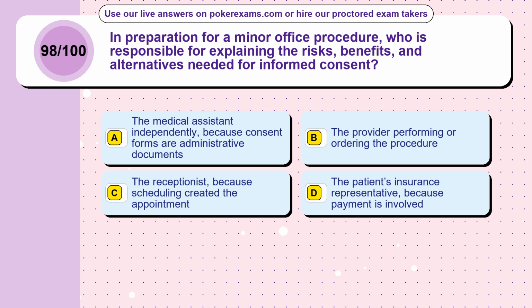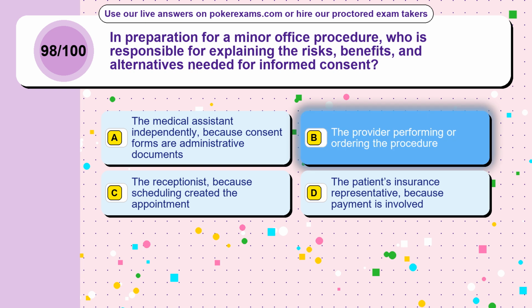Question 98. In preparation for a minor office procedure, who is responsible for explaining the risks, benefits, and alternatives needed for informed consent? Option A, the medical assistant independently, because consent forms are administrative documents. Option B, the provider performing or ordering the procedure. Option C, the receptionist, because scheduling created the appointment. Option D, the patient's insurance representative, because payment is involved.